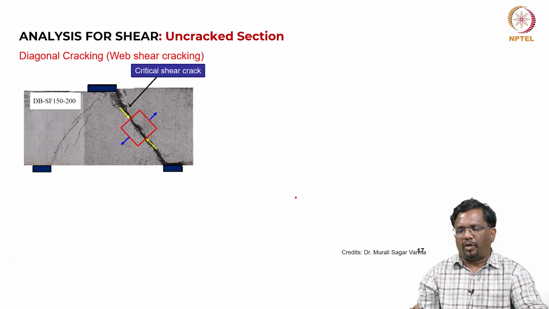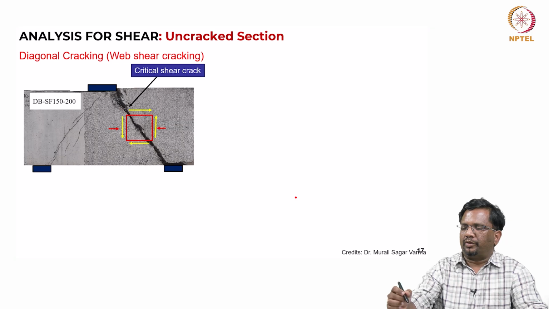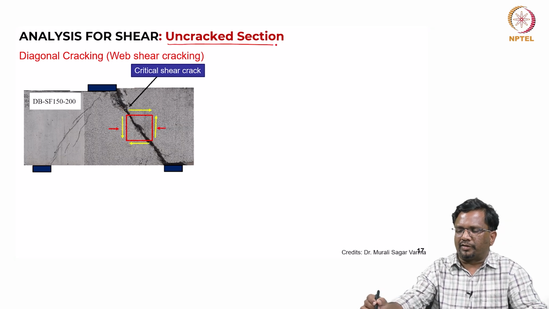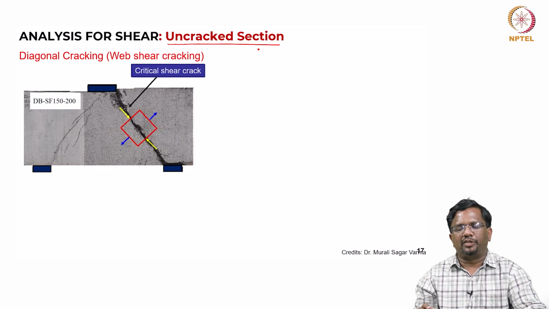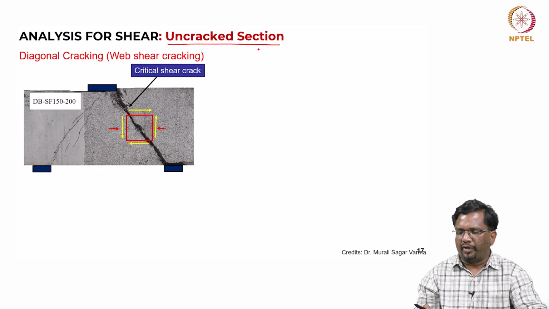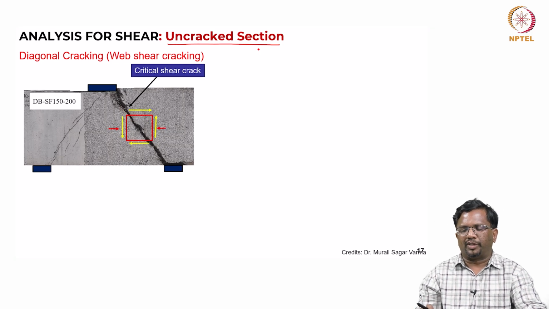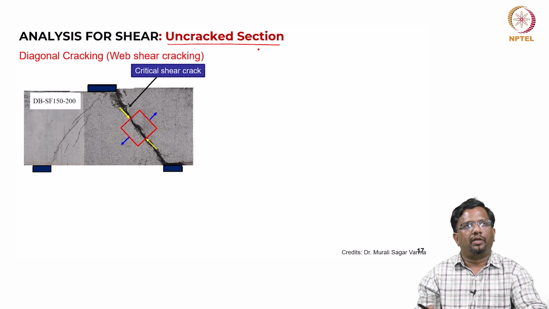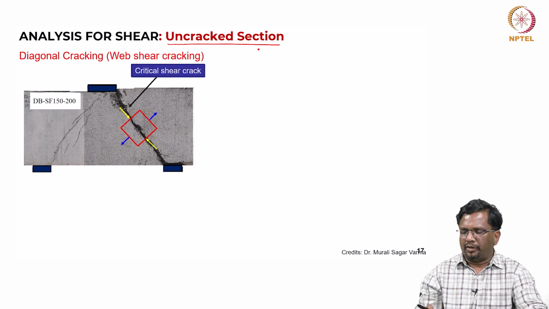Now, so how do we calculate the capacities? Okay. So, let us look at, for an uncracked section, how to estimate this diagonal cracking load.